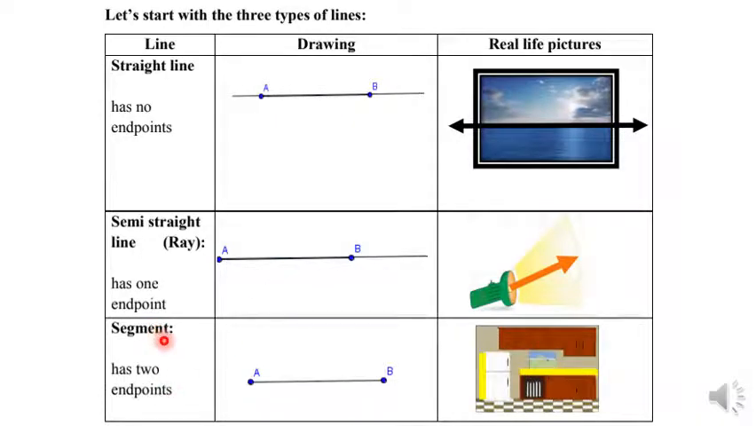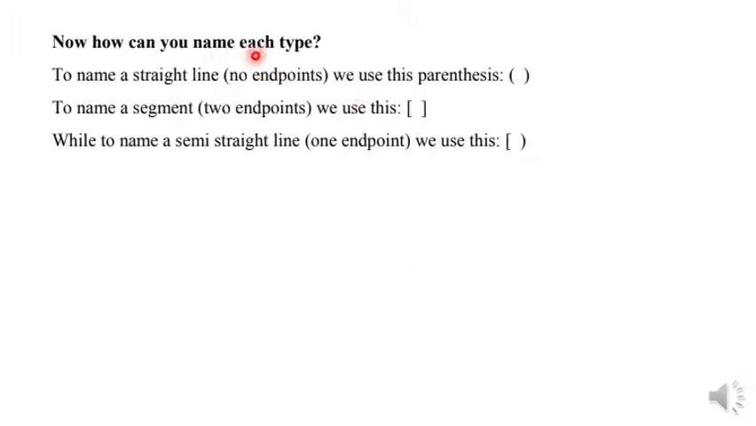The third one, it's a segment, which is also a part of a line. It has 2 endpoints, A and B, just like these examples in the picture. Now, how can you name each type of these lines? To name a straight line with no ends, we have to use the parentheses. To name a segment, it has 2 endpoints or 2 extremities, we use these brackets. While to name a semiline or ray, it has 1 endpoint, so we use a bracket from the endpoint, and from the other side we put a parenthesis.